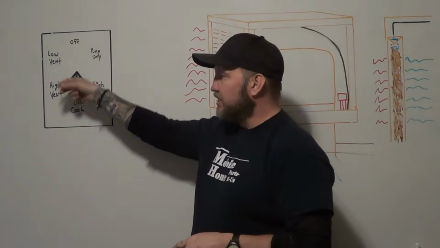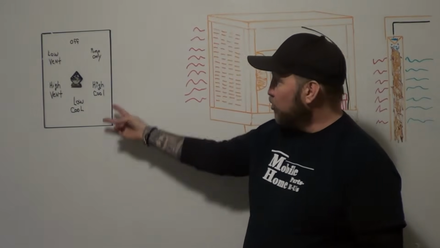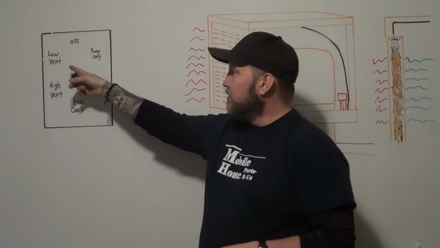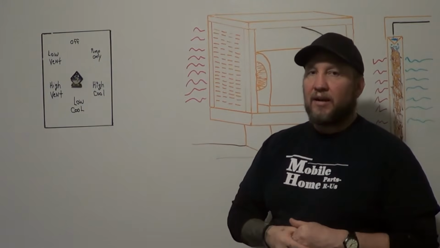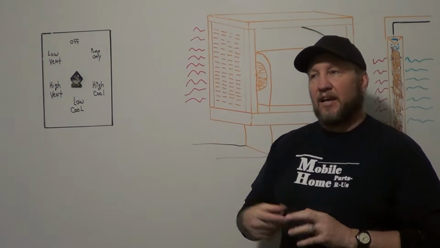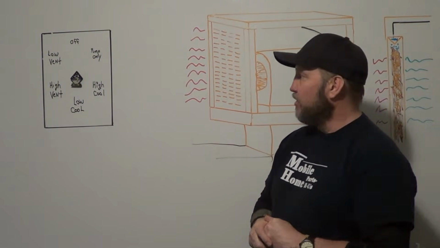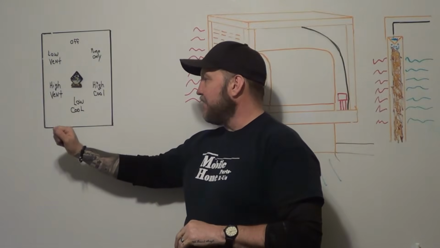Vent only, of course, is just no water at all. So the cool setting is air and water. Vent is just air only. So if, say, it's in the morning and it's nice cool air outside, you're going to pull some of that outside fresh air in on those settings. So early morning or late evening, those kinds of things.